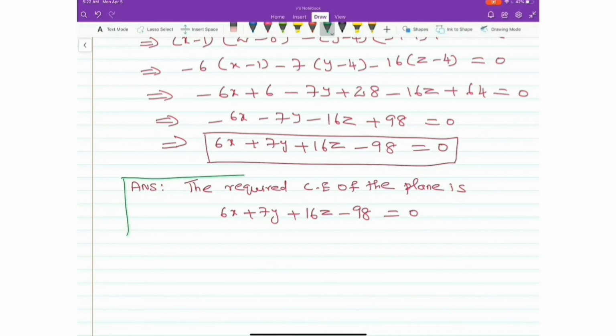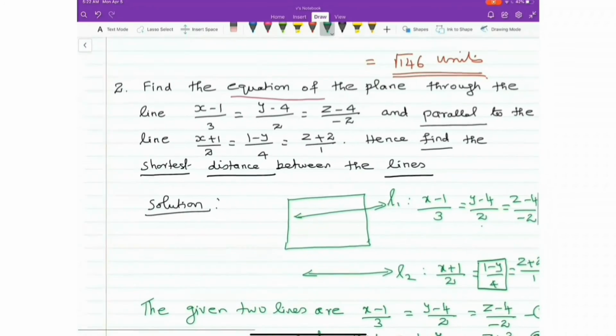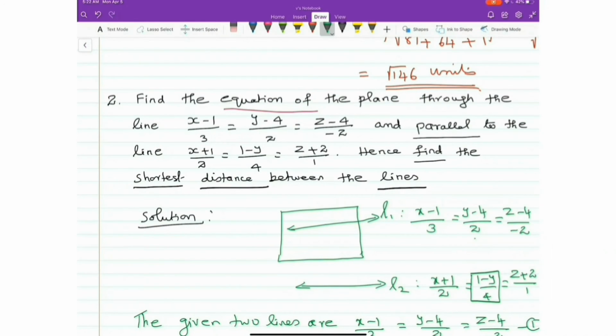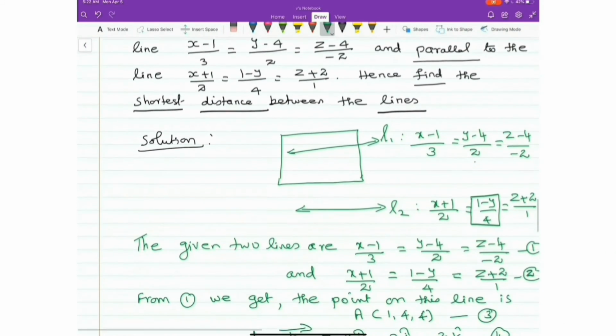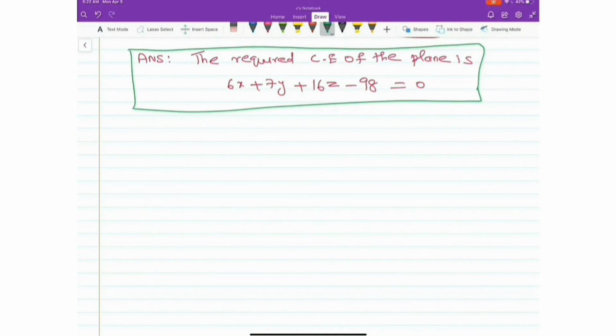That is the first part. And we have to do the second part now. The second part is find the distance between the lines. See here. First you consider this particular rough diagram.